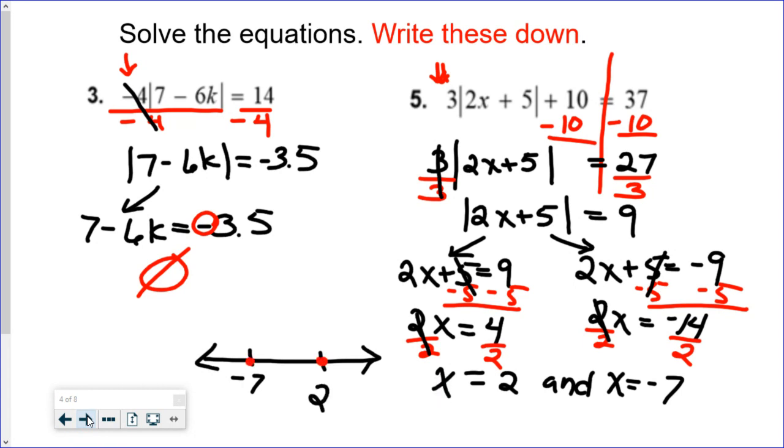So you've got to get rid of everything other than the absolute value thing, and then you split it out. They're going to be doozies.